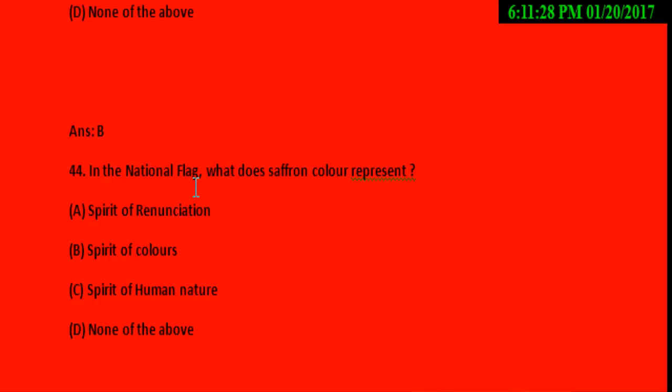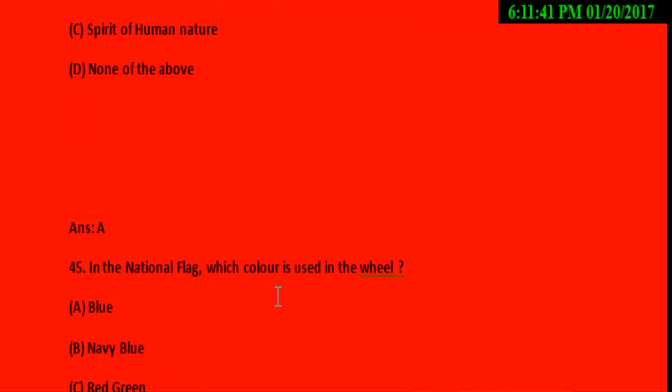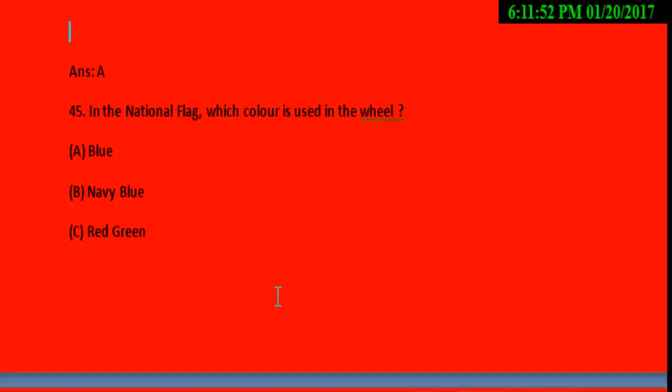In the national flag, what does the saffron color represent? Spirit of renunciation, spirit of colors, spirit of human nature, or none of the above. A is the answer, spirit of renunciation. In the national flag, which color is used in the wheel? Blue, navy blue, red, green, or white? B is the answer, navy blue.